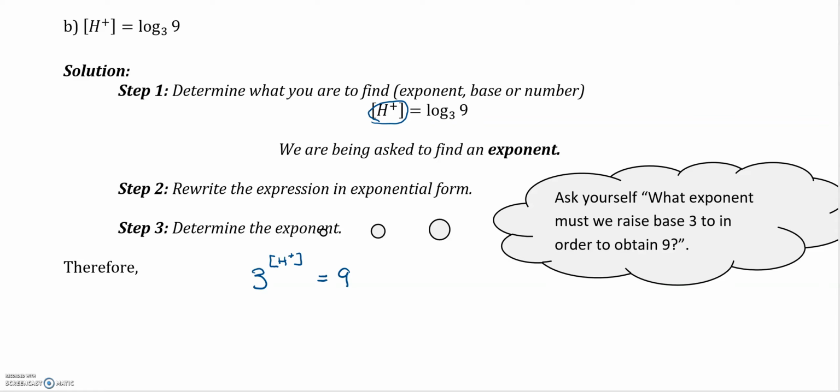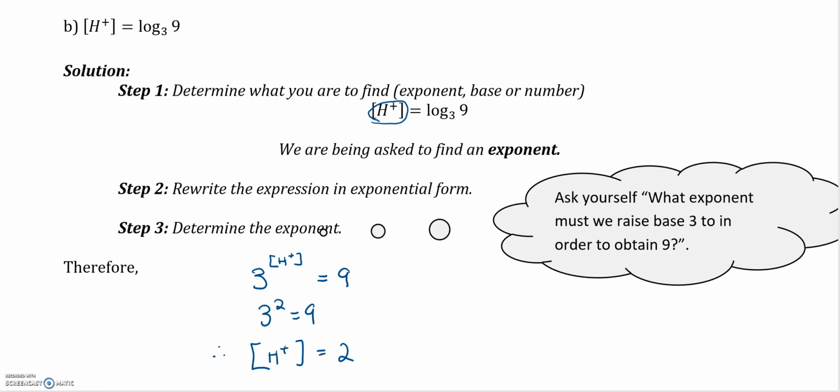We want to determine the value of the exponent. So ask yourself, what exponent must we raise a base 3 to in order to obtain a value of 9? We know that 3 to the power of 2 is equal to 9. Therefore, h plus is equal to 2. And H plus is the hydrogen ion concentration, which will appear later on in our calculation for pH.